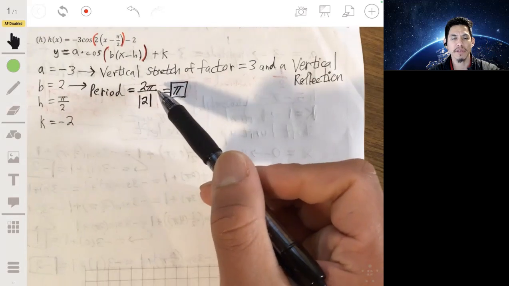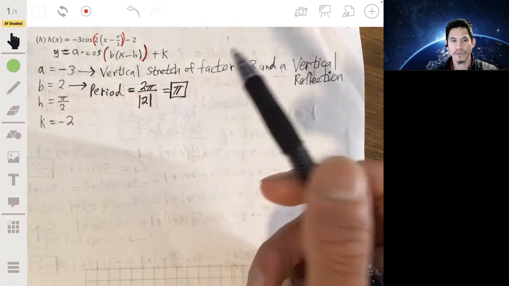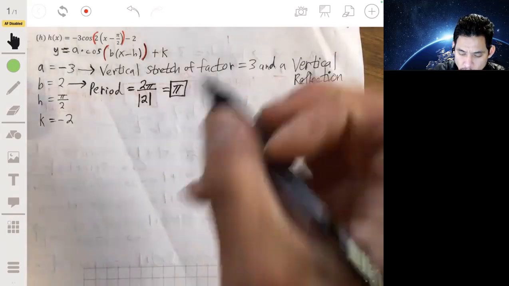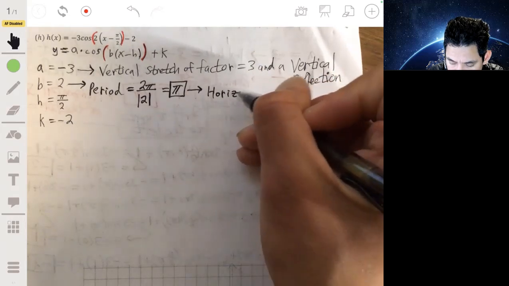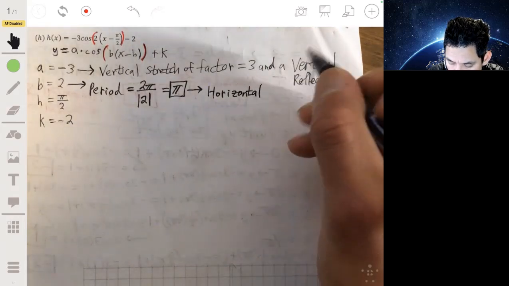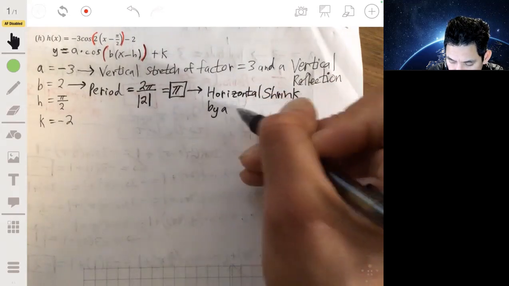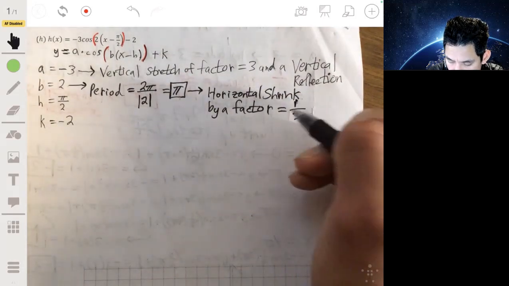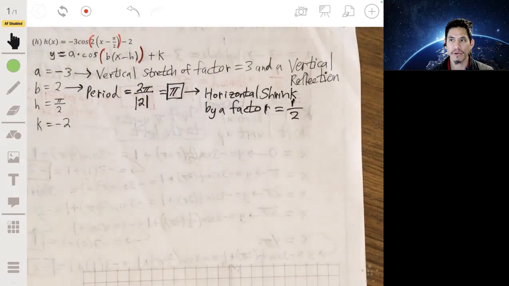The period originally of cosine is 2 pi, so it gets shrunk down to just pi. So it compresses it, or shrinks it, horizontally. So: horizontal shrink by a factor equal to 1/2. The factor is 1 over b when we're talking about a horizontal stretch or shrink.